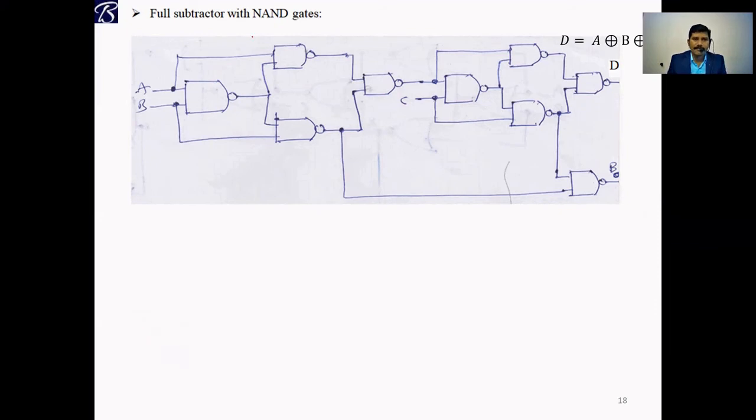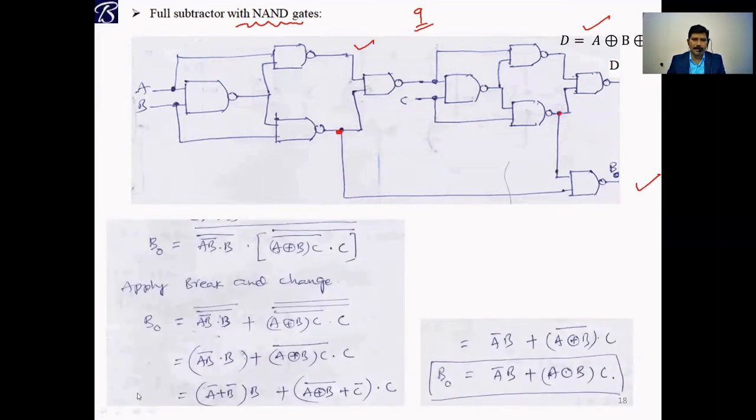Now in the same way, for the full subtractor, how many NAND gates are required? Total 9 only. Let us observe, this is an XOR operation only, as it was previously. So if you take the same points, you will get this B naught here. One more NAND gate is required here. Total 9 NAND gates. Okay. How to get this borrow?